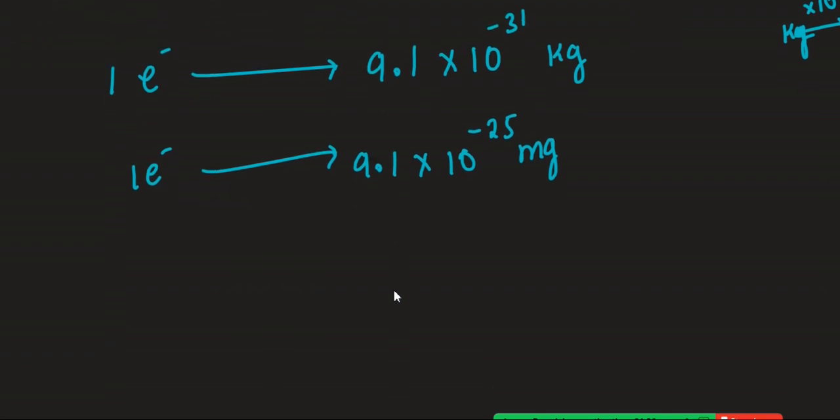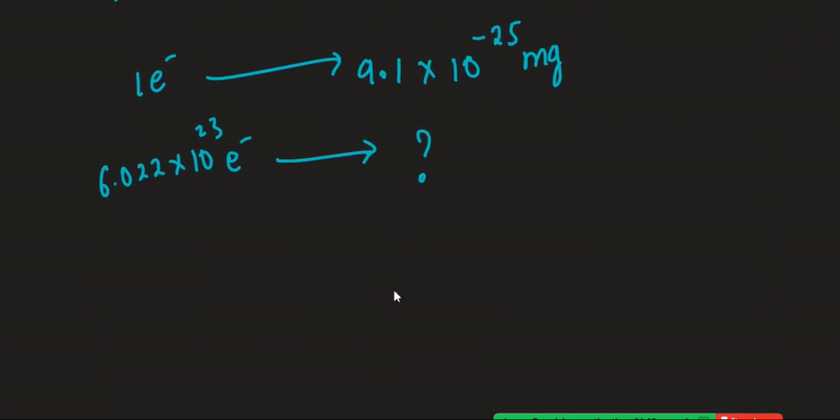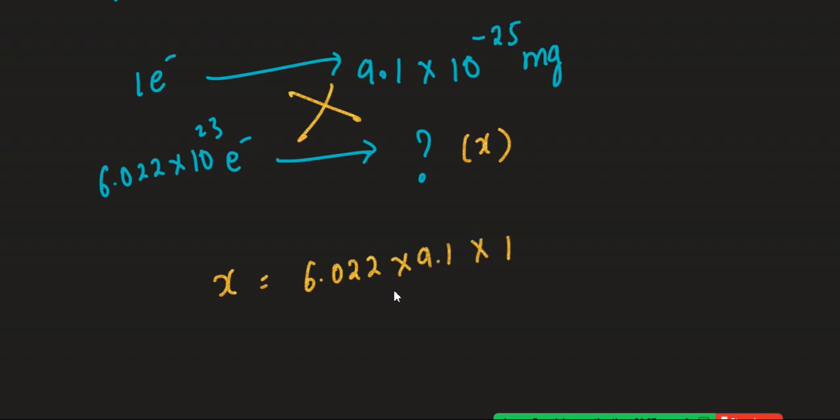But they're asking for how many electrons? 1 mole. 1 mole means how many electrons? 6.022 into 10 to the power of 23 electrons will contain how much mass? Then we can go with cross multiplication. Let it be x. So x is equal to 6.022 into 9.1 into 10 to the power of 23 into 10 to the power of minus 25.